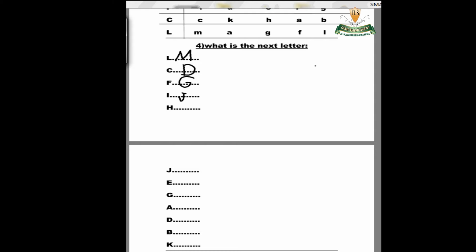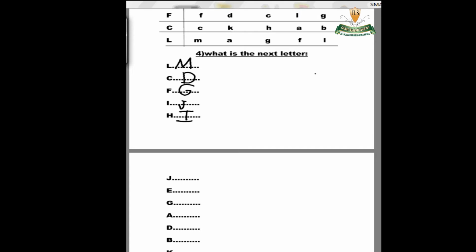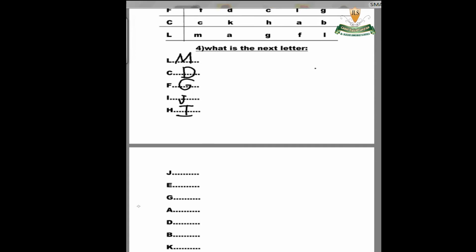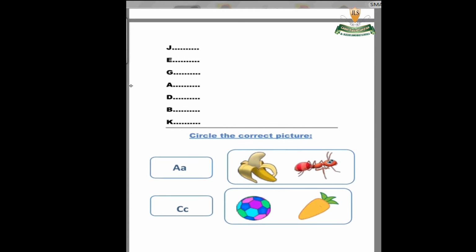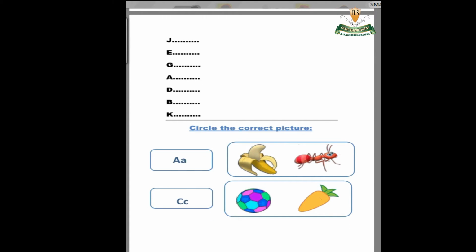KG, what's after I? Letter J. Super, super. Write letter J. KG, what's after H? I. Excellent, KG. Please write letter I. Excellent, KG. Please turn another page. Excellent. KG, what's after J? K. Excellent, KG. Please write letter K.